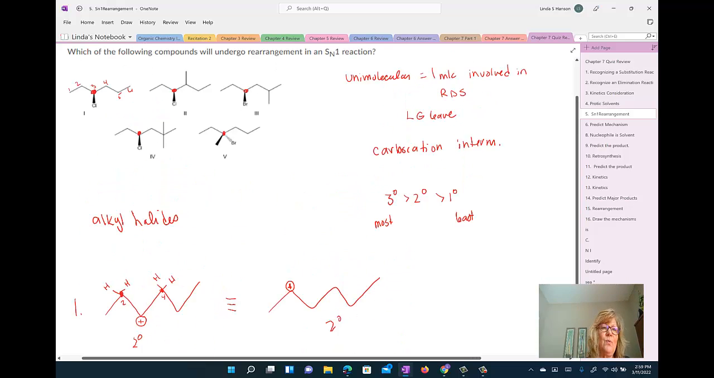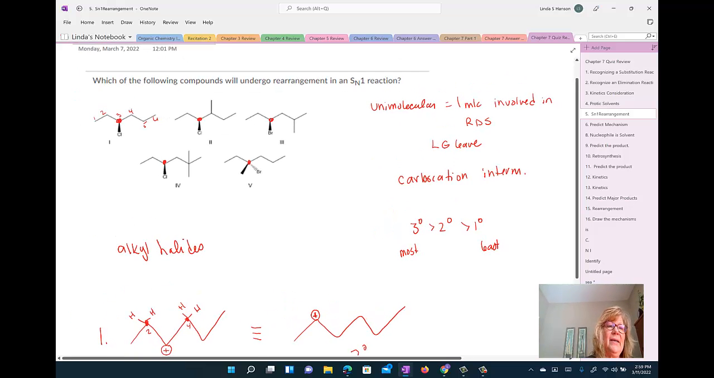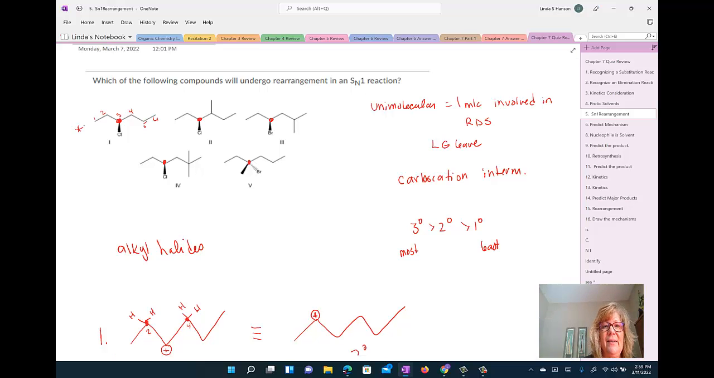So structure 1, back here, had no advantage of a shift. So no, I would not say that it would undergo a shift. Let's try looking at structure 2, and let me just take a peek.